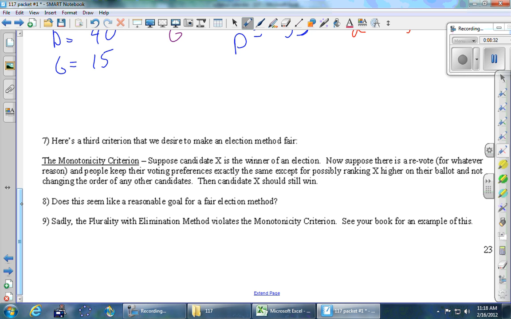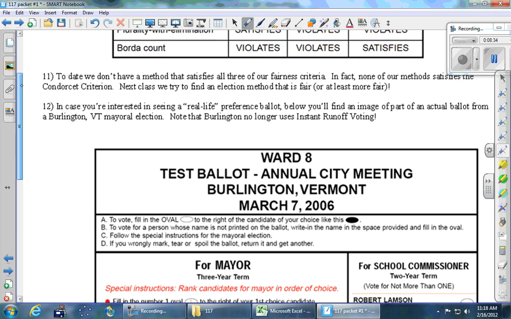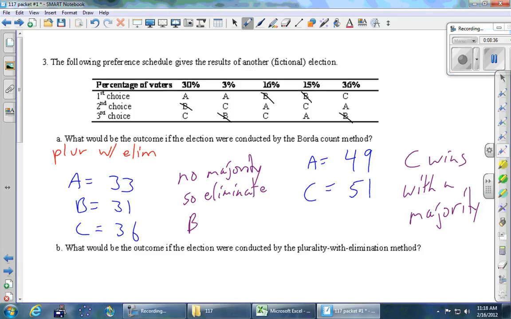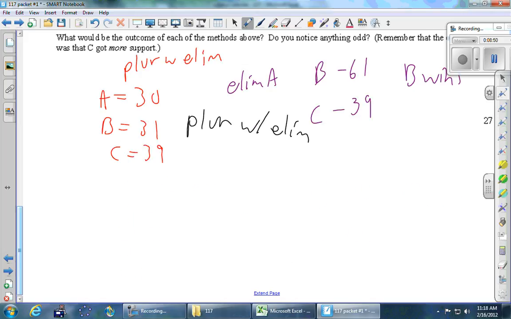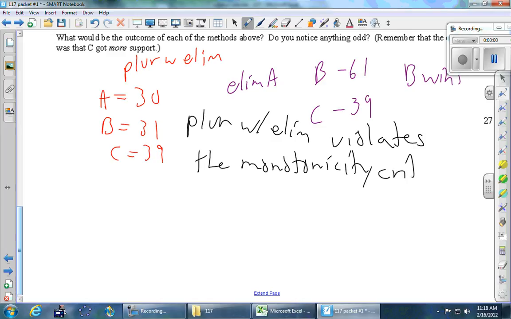That's what we saw. So we're going to write it just to get more practice with the way we can write these kinds of things. So I'm back on page 27. And so what we see is that plurality with elimination violates the monotonicity criterion.